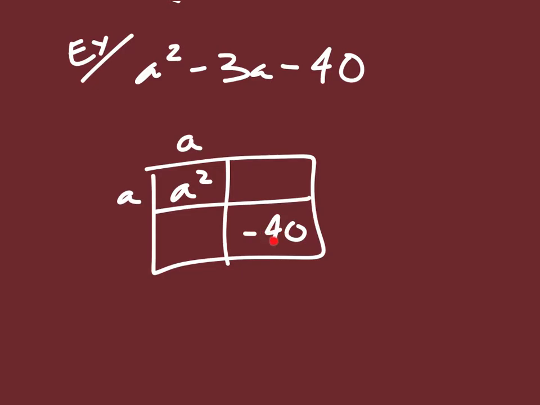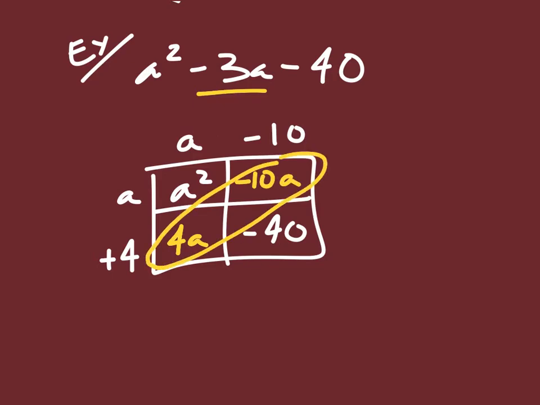But now, two numbers that multiply to negative 40. What you can do is just try some numbers out, and say, well, let's try negative 10 and positive 4. Now let's fill in these boxes, because when I add these two boxes together, I want to get negative 3a as a result. So 4 times a is 4a, negative 10 times a is negative 10a, and if I add these together, we get negative 6a out of that.